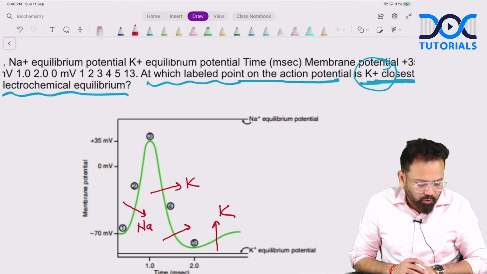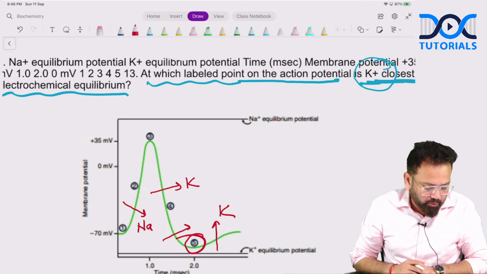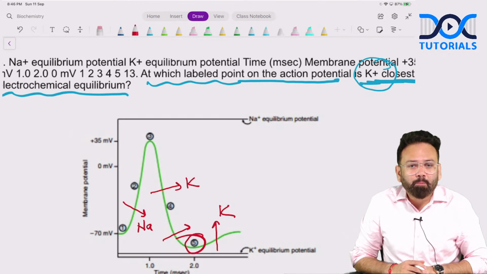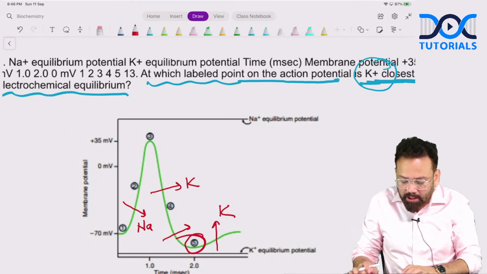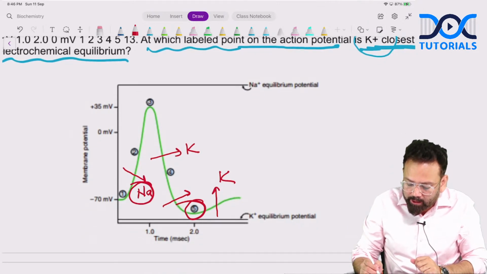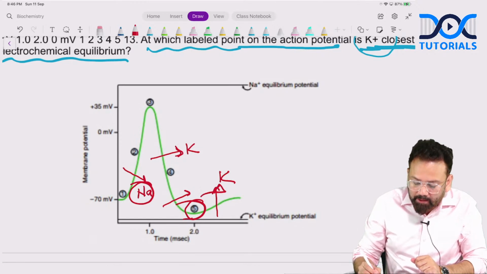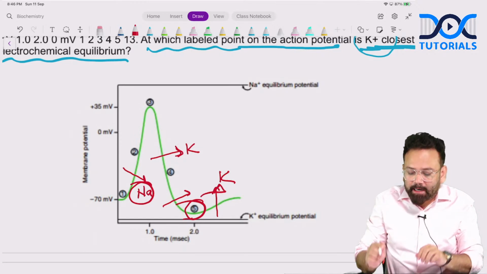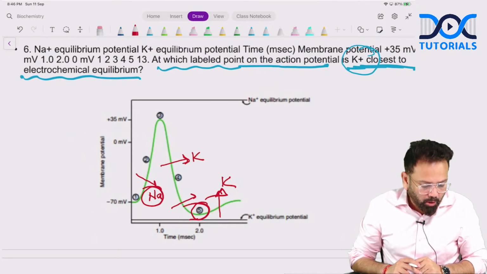Very good. Most of you are correct. Point number 5. Excellent. Potassium is at its resting position at point 5. It is the Nernst potential. So, points 1 and 2 are influx of sodium. Points 4 and 5 are efflux of potassium. At point 5, efflux will stop, and this is the Nernst potential of potassium. Very good. Almost everyone is correct.